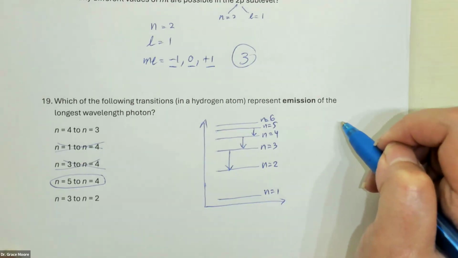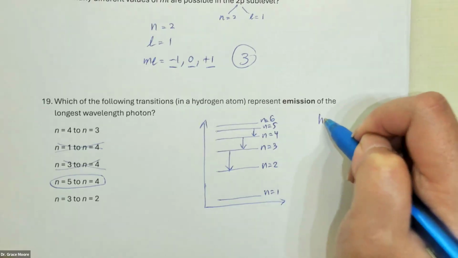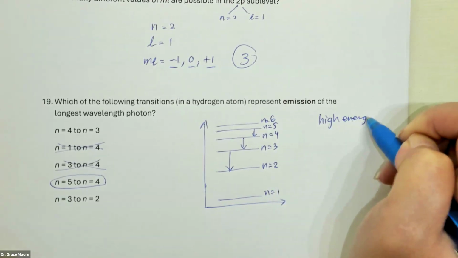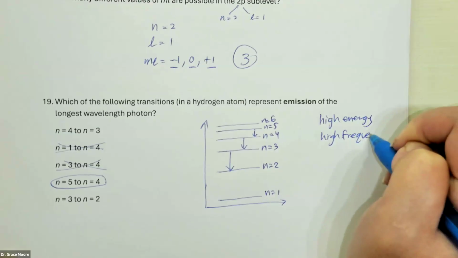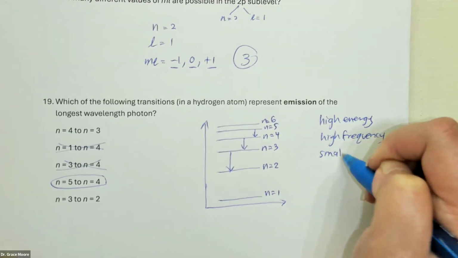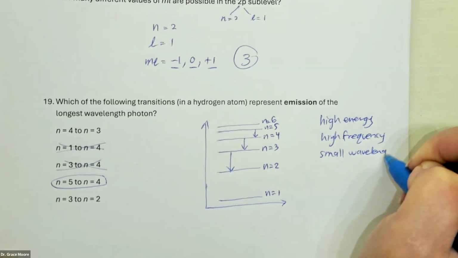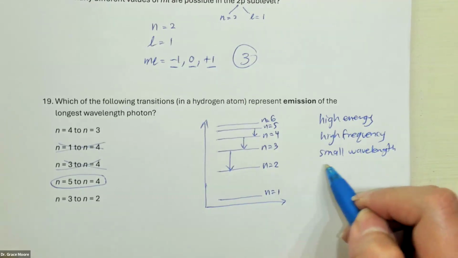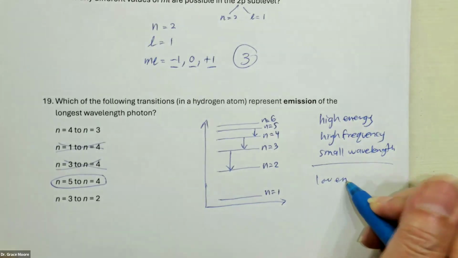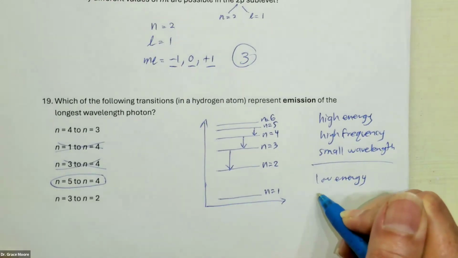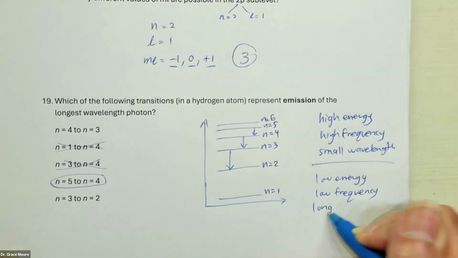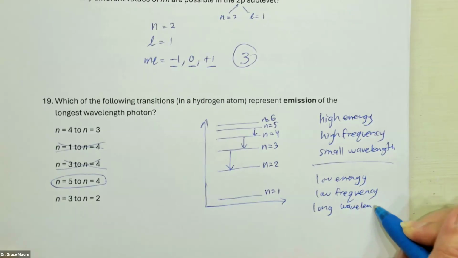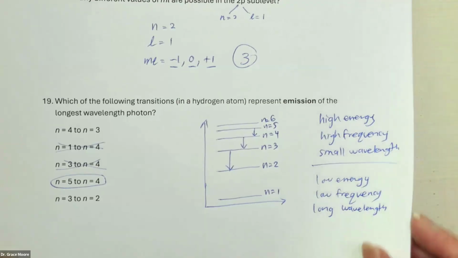High energy, high frequency. Okay. And small wavelength. So wavelength is always the opposite. If you're looking for low energy, you got low frequency, but the big wavelengths. Okay. All right. Let's go to our last question.